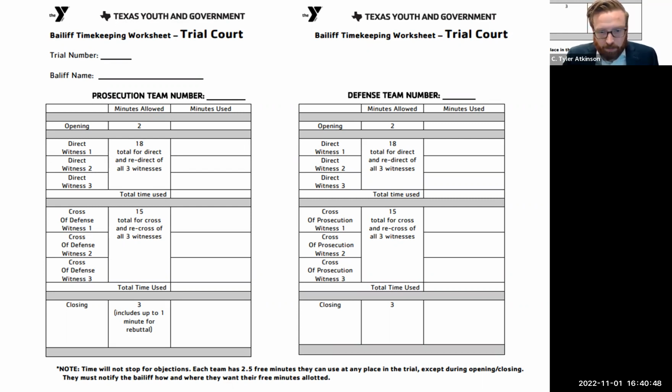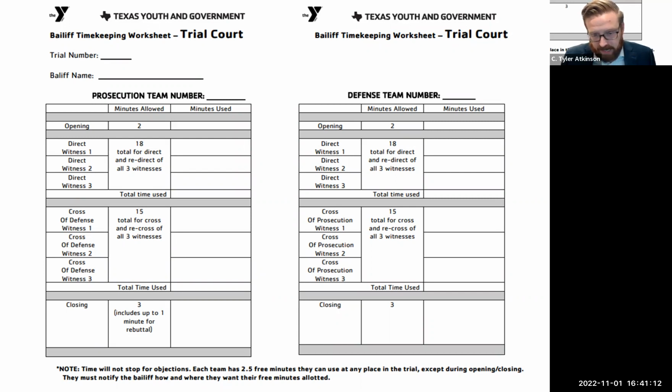For opening, both sides get 2 minutes. For direct, in total, and redirect of all 3 witnesses, they get 18 minutes. For the cross-examination of the 3 witnesses, they get 15 minutes. After direct and cross on each of those witnesses, we'll go up to here.